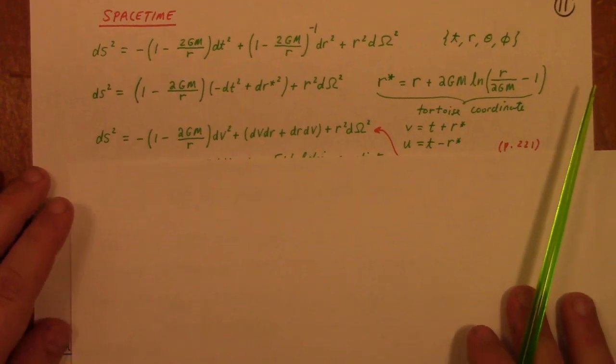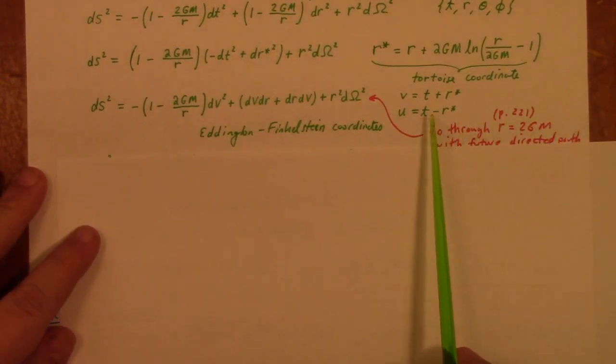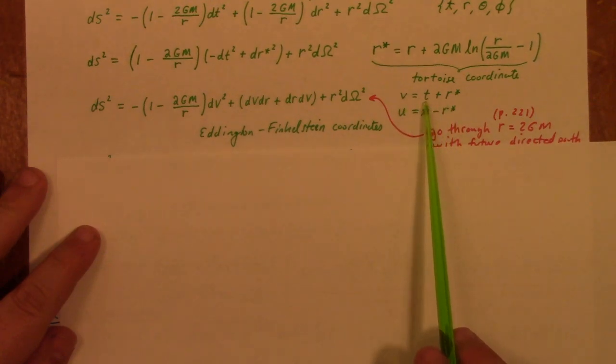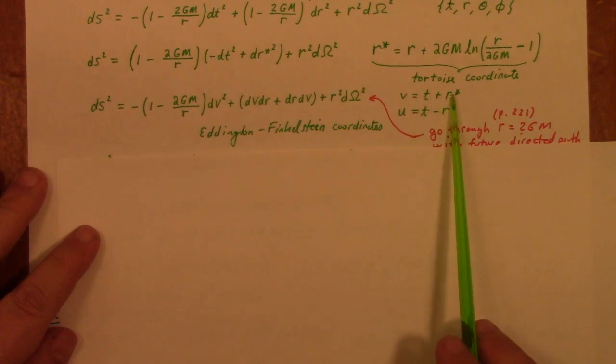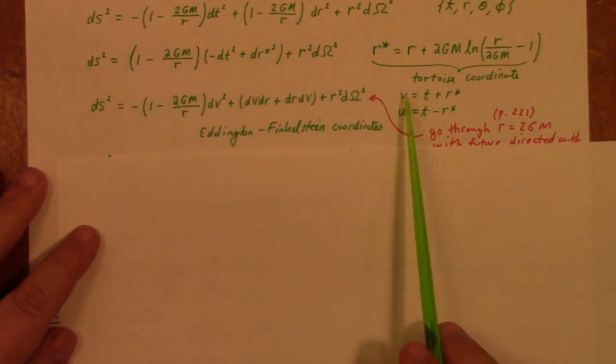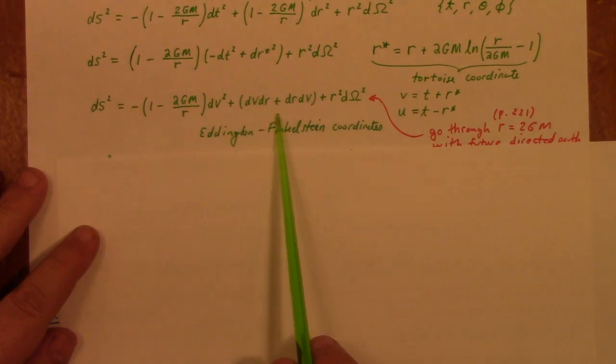And then, past the tortoise coordinates, the Eddington-Finkelstein coordinates enter in, and those are defined by shifting the tortoise coordinate in time with a plus-minus transformation like this to introduce this u and v, and that gives you these coordinates.